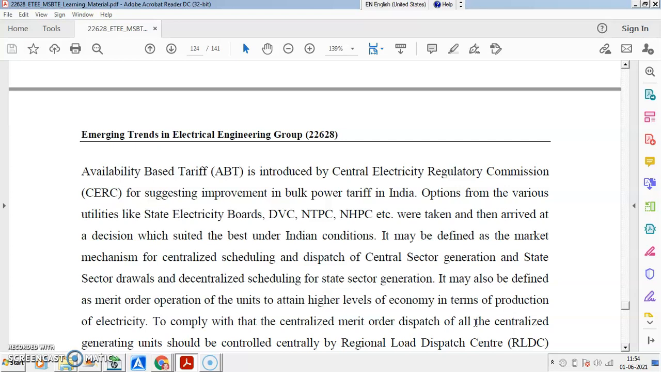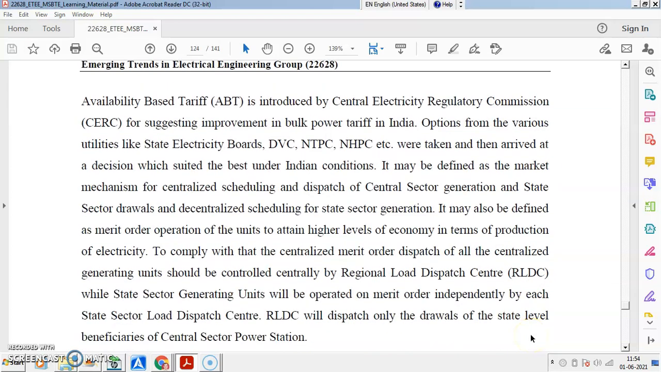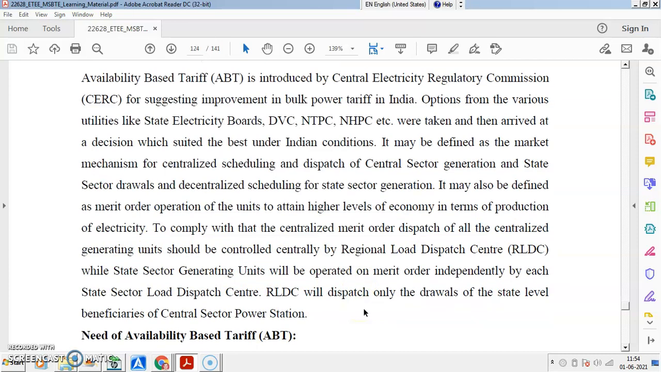It may be defined as a merit order operation of the units to attain a higher level of economy in terms of production of electricity. With this centralized merit order dispatch, all central generating units should be controlled centrally by the regional load dispatch center. State sector generating units will be operated on merit order independently by each state. RLDC, the regional load dispatch center, will dispatch only the draws of state level beneficiaries of central sector power stations.